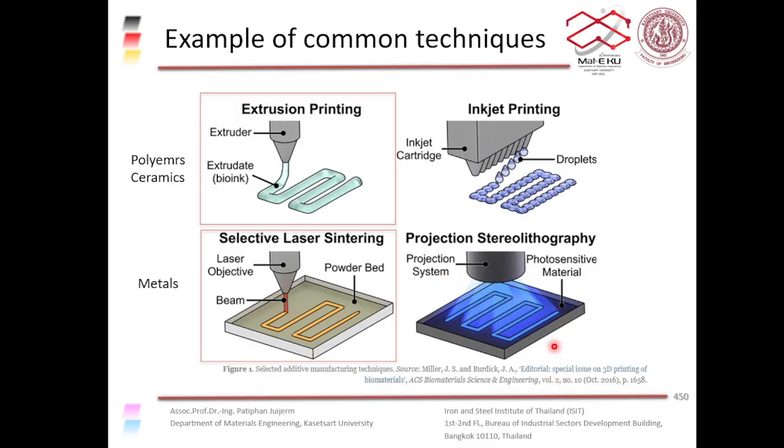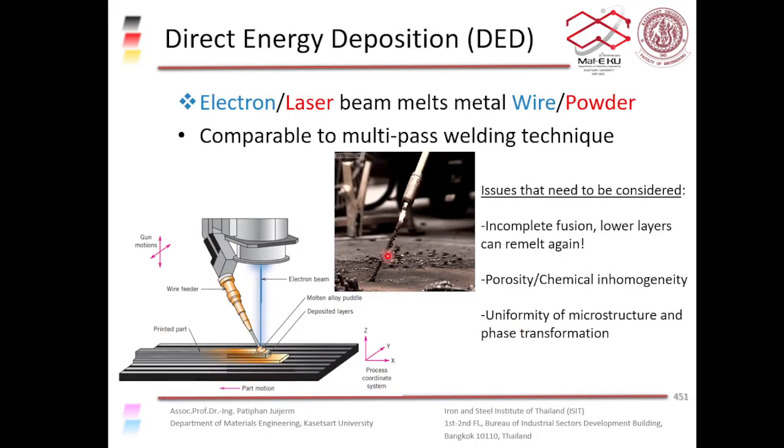So it uses the same concept. You have a photosensitive material, you have a mask, and you have a light source shining the light onto the mask, onto the material. Okay, and you can do that layer by layer, so you get 3D printing.